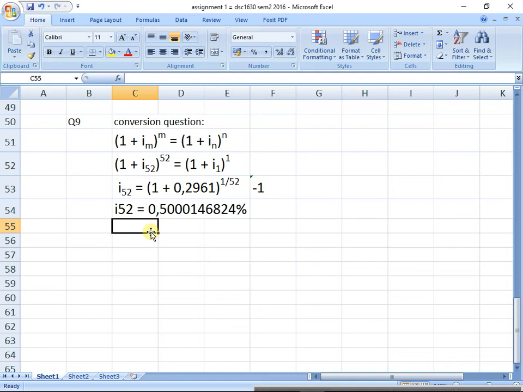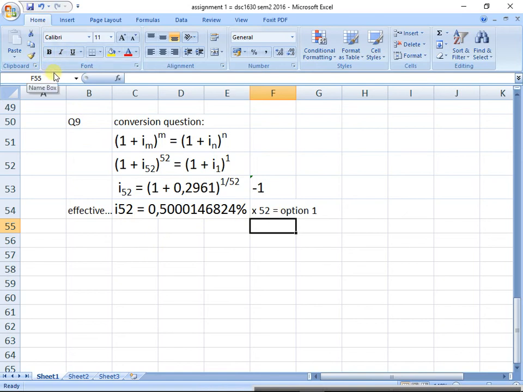And it should look like that. Yes. Okay, there we go. That's the percent. That's not the answer, because this is effective. What did the question ask for? Nominal. So I just times that by 52. Yes. Times it by 52 and that gives you option 1. Remember, nominal and effective go together.